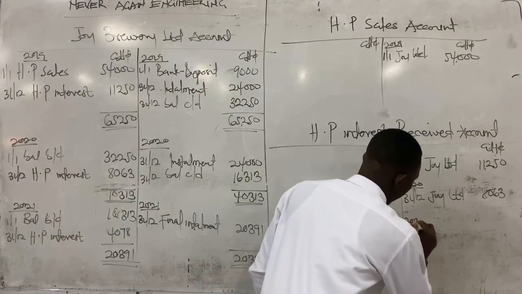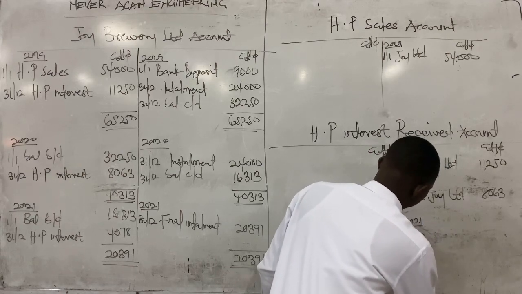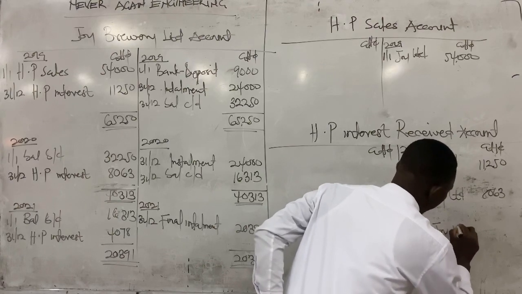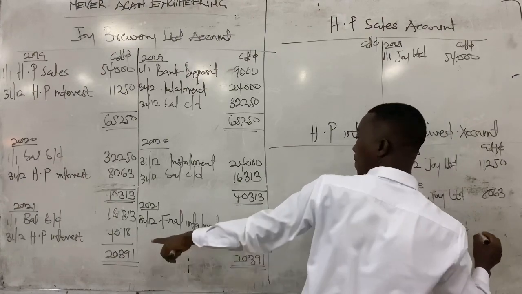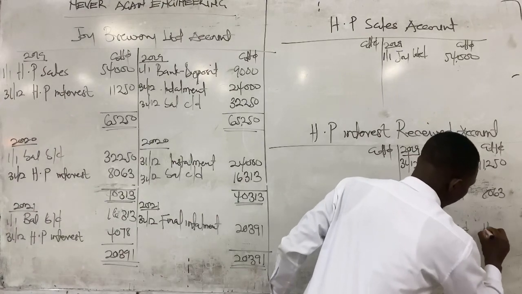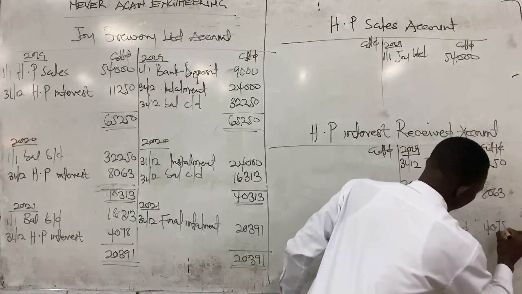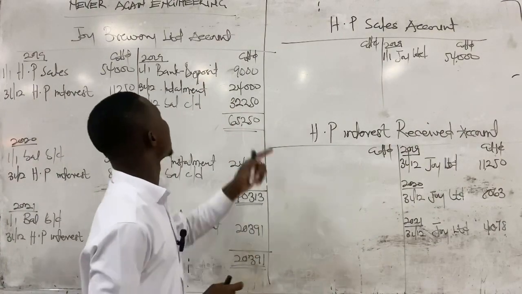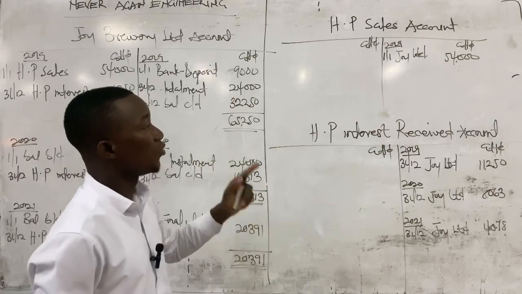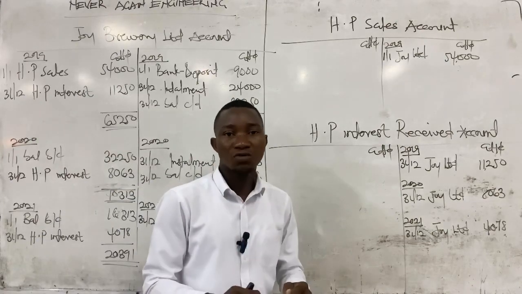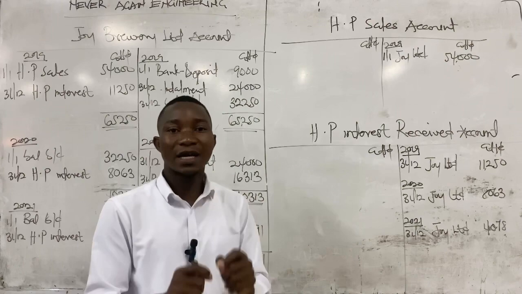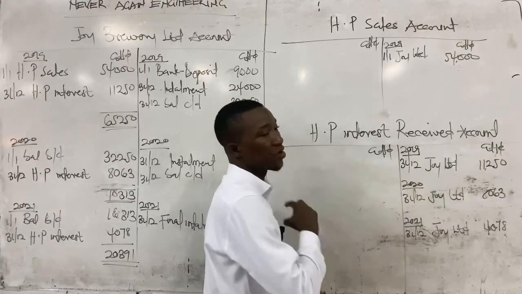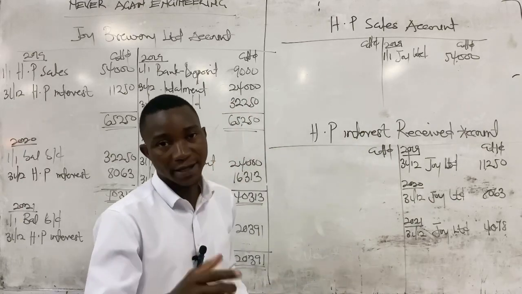Remember that this hire purchase interest over here is an income to Never Again. So for 2021, on 31st December, there is an interest received from Joe Limited of an amount of 4,078. Remember, we are making an accounting arrangement in the books of Never Again, and we will be preparing the trading account of Never Again in order to determine the gross profit on the sales. So this interest will be transferred to the gross profit as other income.